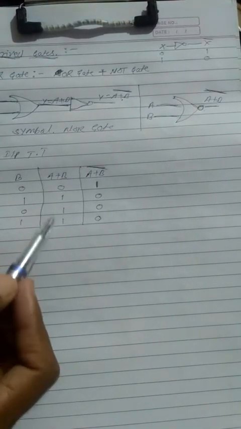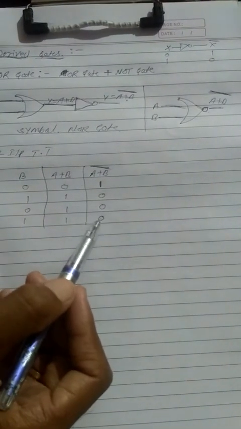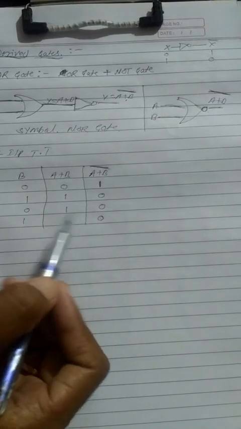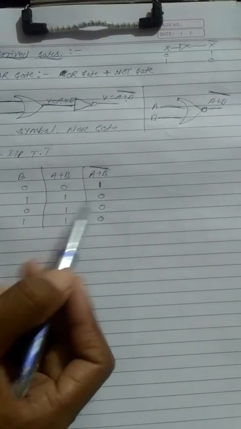This is the OR gate output and this is the NOR gate output. It is the reverse of its OR gate. NOR gate is the reverse of its OR gate. So when you join the bar, it will be converted.